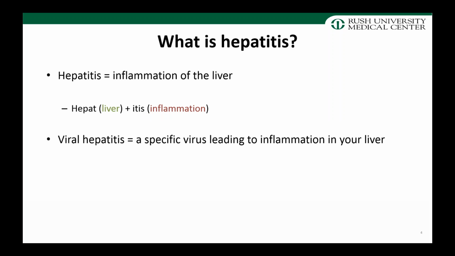So what is hepatitis? Hepatitis is basically just inflammation of the liver. The first part of the word, hepat, is from the Latin root for liver, and itis means inflammation. So viral hepatitis, therefore, means a specific virus leading to inflammation in your liver.